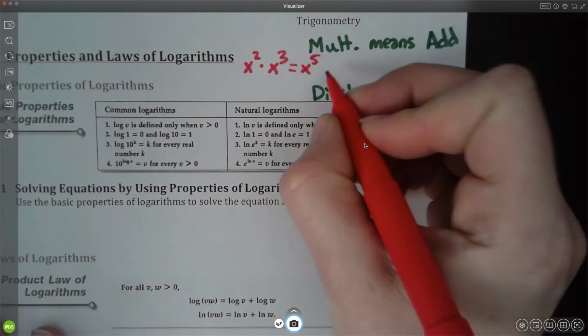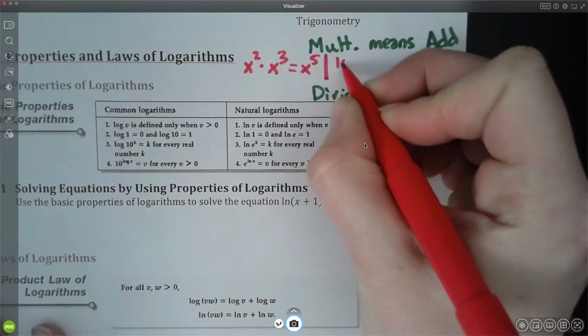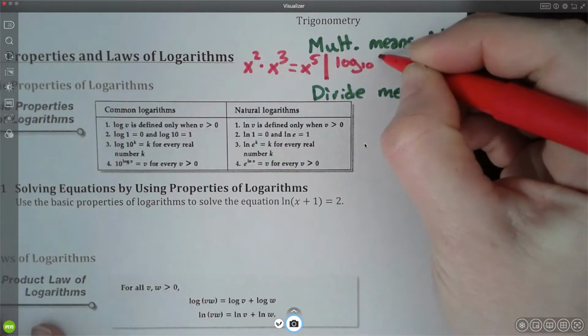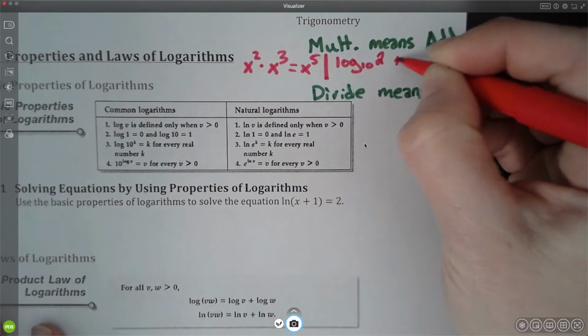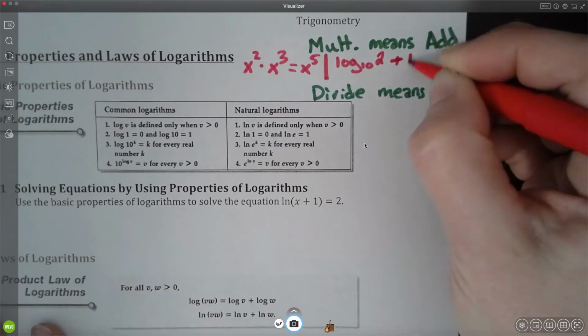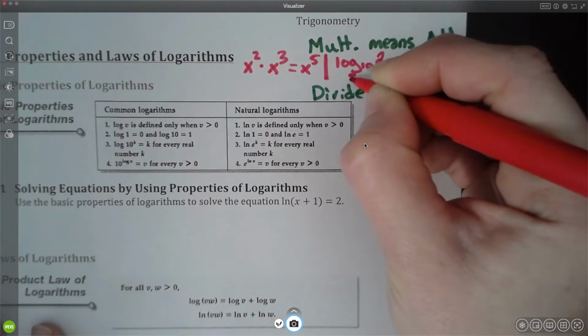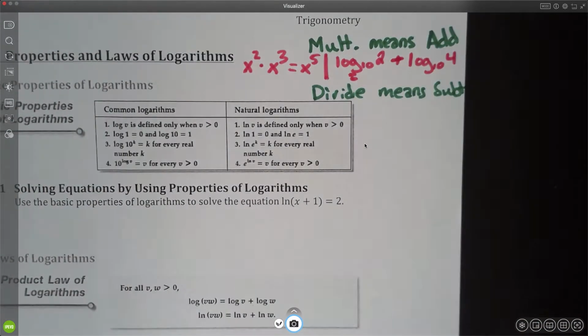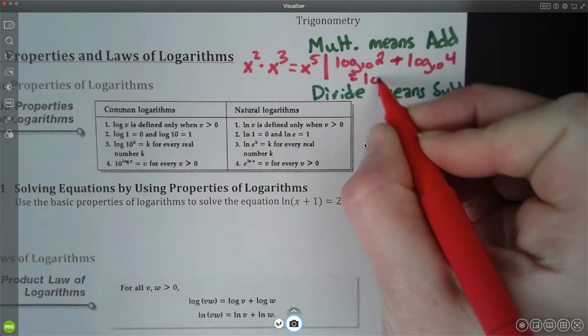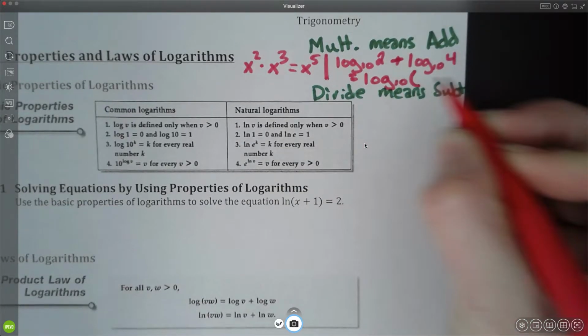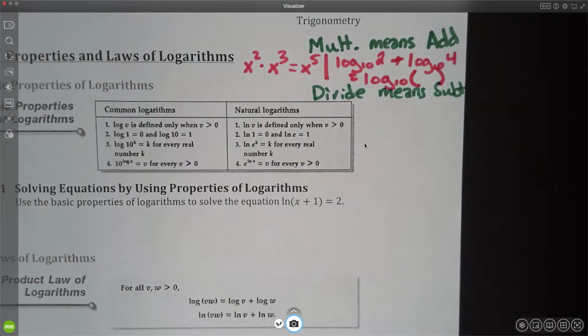In log world, this would be like log base 10 of 2 plus log base 10 of 4, and I'm going to combine those into one log, okay? It's still going to be log base 10. Now we're going to multiply. To put them together, we're going to multiply.